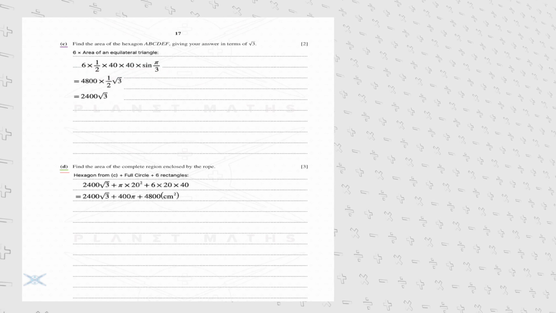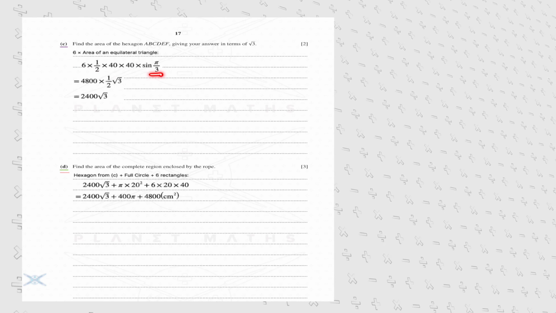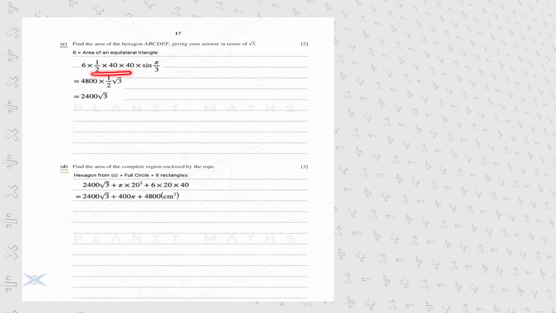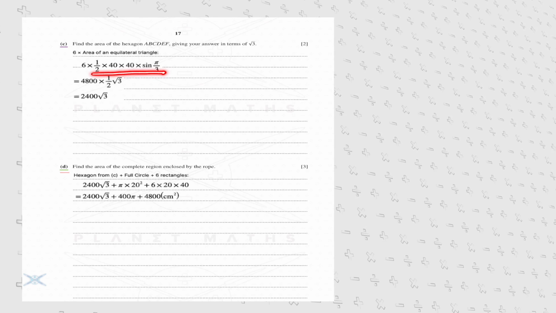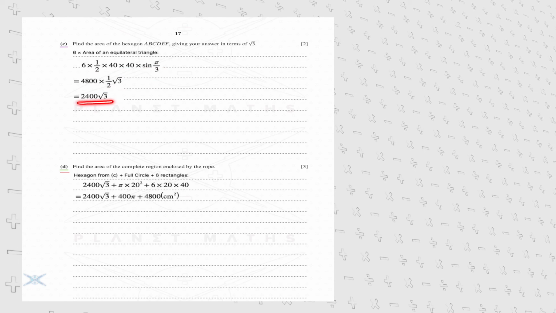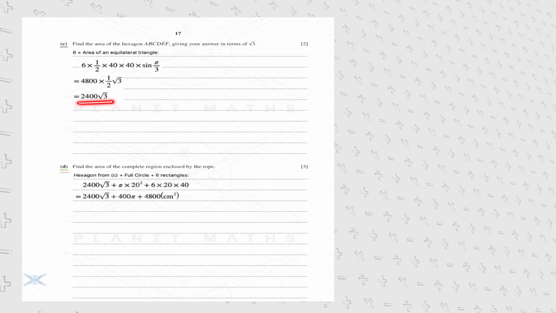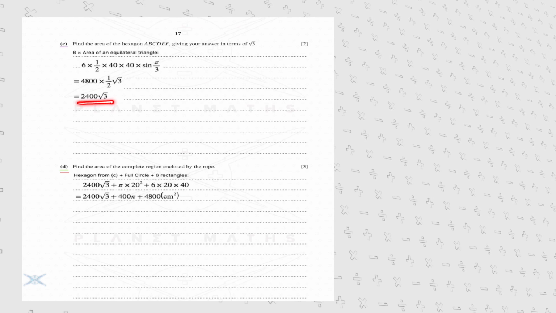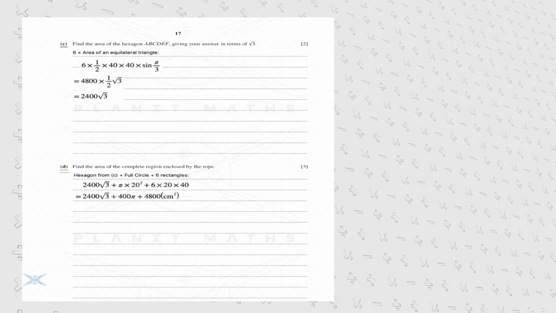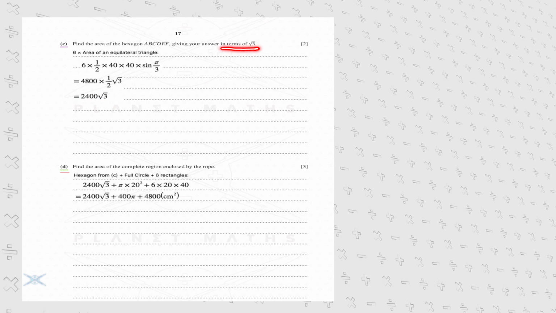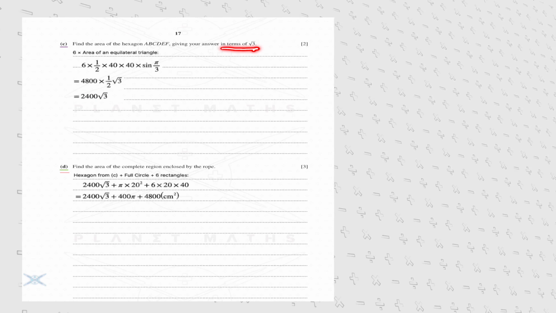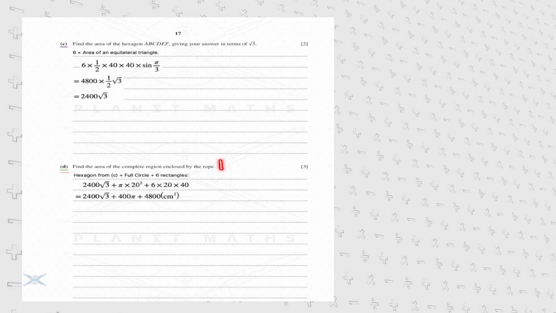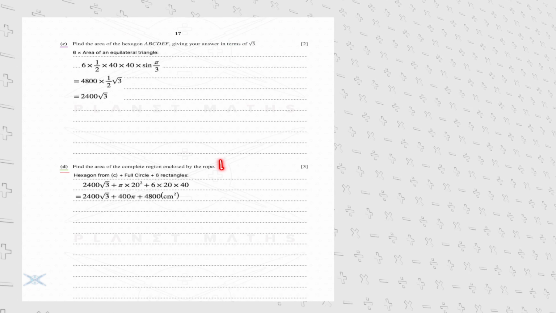We know from part A of this exercise that each angle in question has the size of pi/3 radians, and we will be applying the trigonometric formula for calculating the area of the triangle provided. After simplifying our expression, we can see that the area of the hexagon is 2400 times the square root of 3, which fulfills the requirement of this task that our answer needs to be provided in terms of the square root of 3.